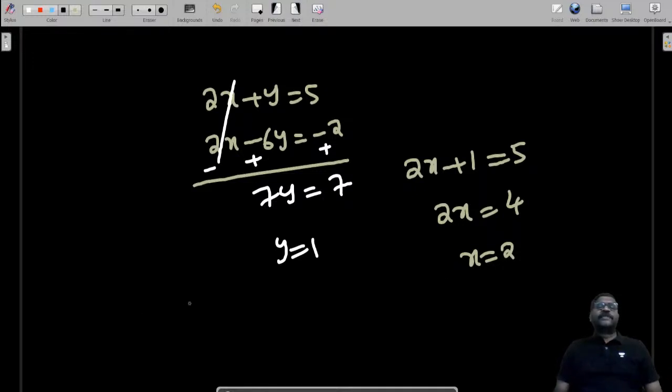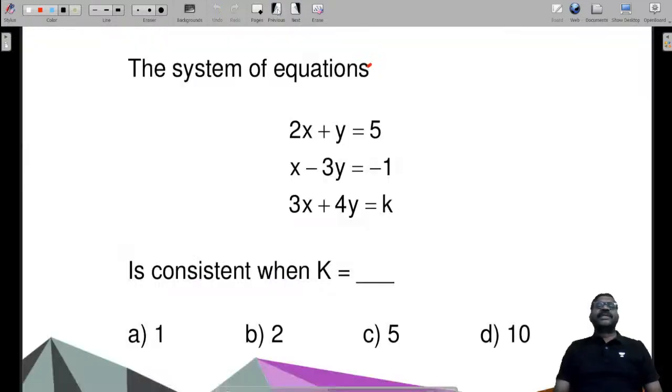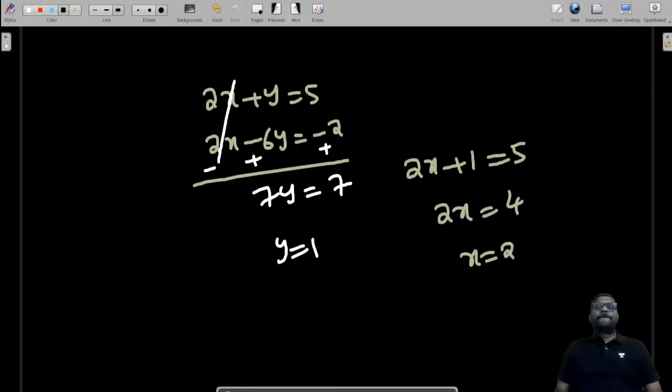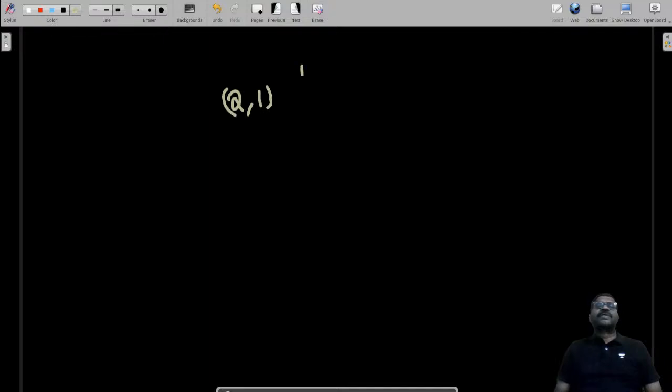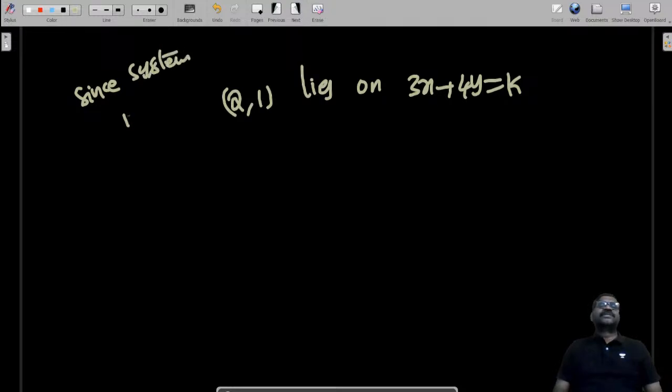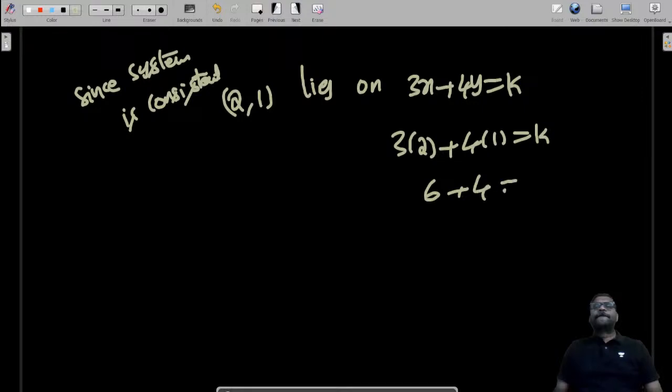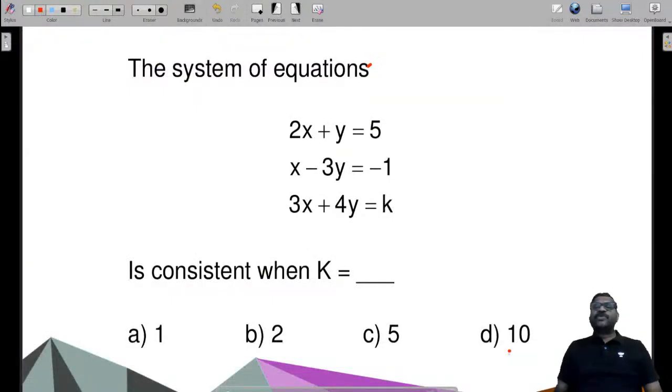Clearly, (2, 1) lies on the third straight line 3x plus 4y equal to k. Therefore, compulsorily (2, 1) lies on 3x plus 4y equal to k, since the system is consistent. That's why 3 into 2 is 6, plus 4 into 1 is 4, equal to k. Therefore, the value of k equal to 10. Finally, the value of k is 10.